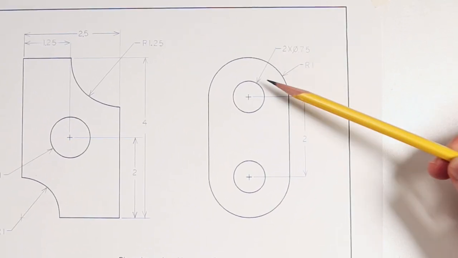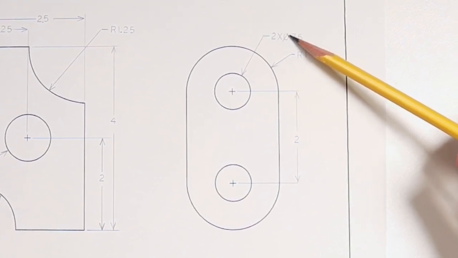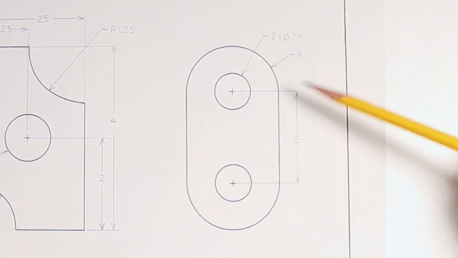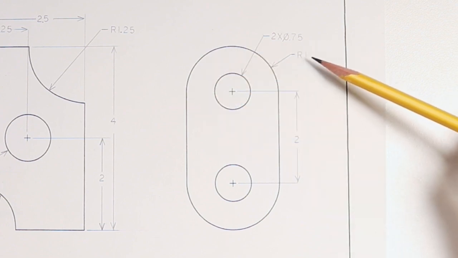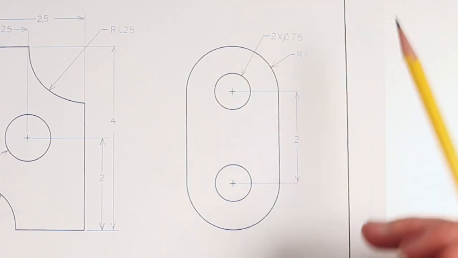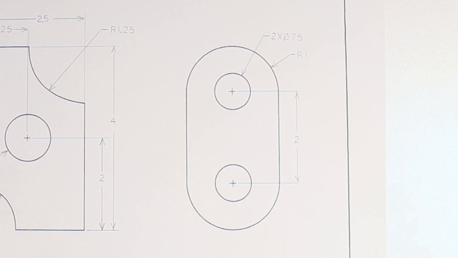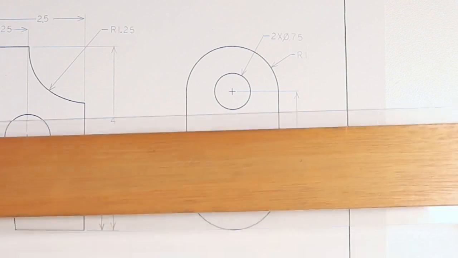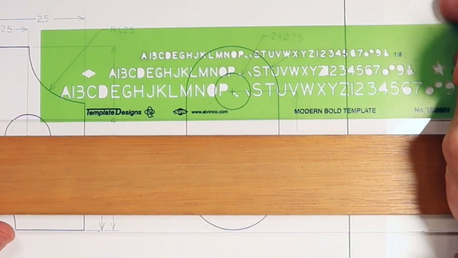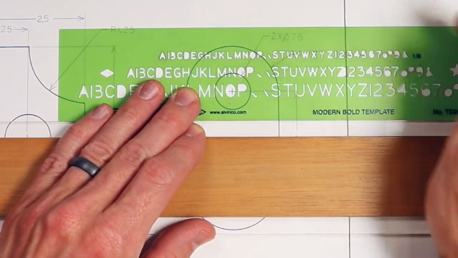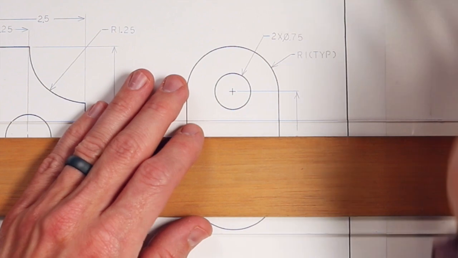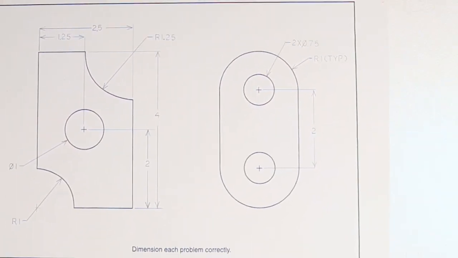Okay, so I have 2 diameters that measure 0.75. I have 1 radius, I'm missing the notation. So for multiple radiuses, remember you do a parentheses, TYP, close parentheses. I have the height between, so all I'm missing is the TYP. Look over all of your notations, make sure you're not missing anything. That is complete.